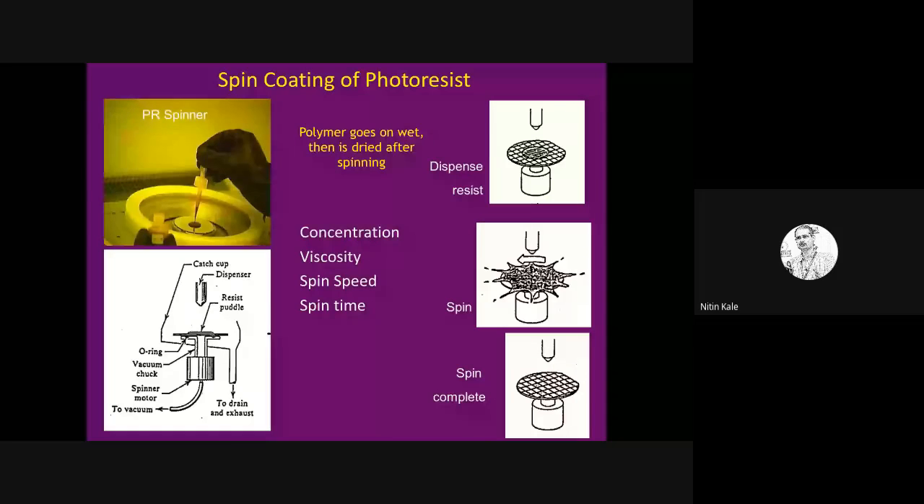Spin coating of the photoresist is shown in this particular slide. Essentially, you dispense a drop on the wafer and you spin it at a high speed so that the excess photoresist is splashed away. You can see the color of the photoresist here, and the spinner, the photoresist spinner.